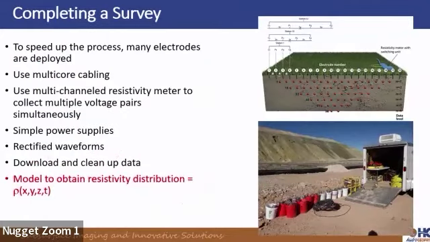So when we complete a survey, we usually lay out a bunch of electrodes, connect them with a multi-core cable, and have a multi-channel resistivity meter to collect multiple voltage pairs simultaneously. Simple power supplies usually use a 12-volt battery, one or two of them. We've got that rectified waveform, make all of our data, and then we model it to obtain our resistivity distribution.